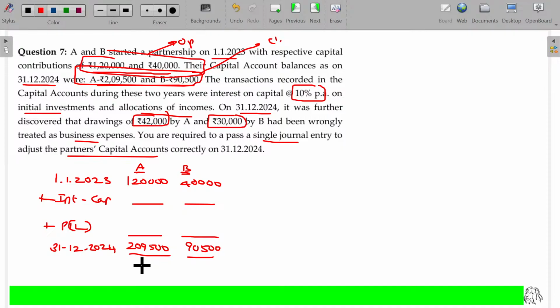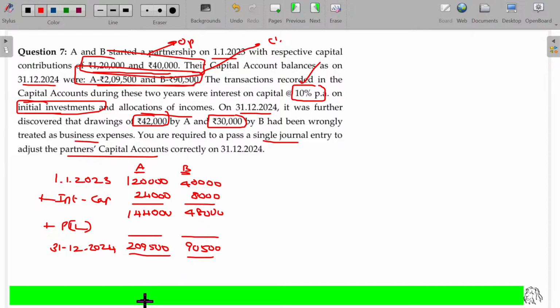Now, I am going to calculate what they have done wrongly first. Then thereafter I will calculate what should be done correctly. Then compare the difference and go for the rectification. So interest on capital is payable at the rate of 10% per annum on initial investment for the 2 years. So 1,20,000, 10% means 12,000 per year. For 2 years, 24,000 rupees may be given. For B, 4,000 for the year, 8,000 for the 2 years may be given. The capital becomes 1,20,000 plus 24,000, 1,44,000 will be A's capital after interest and B's capital being 48,000 after interest.